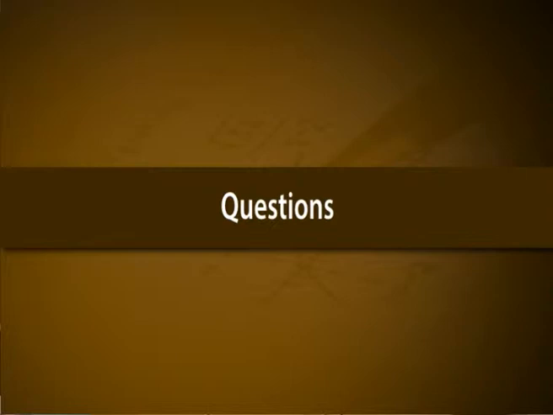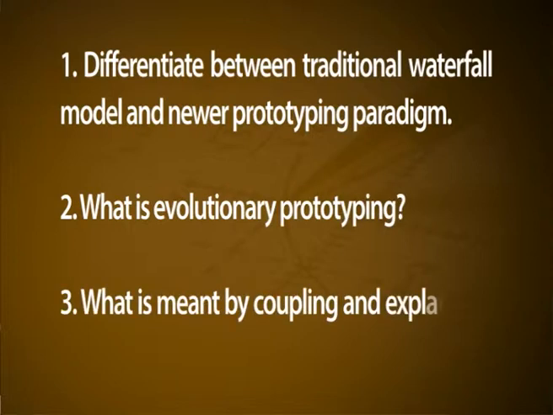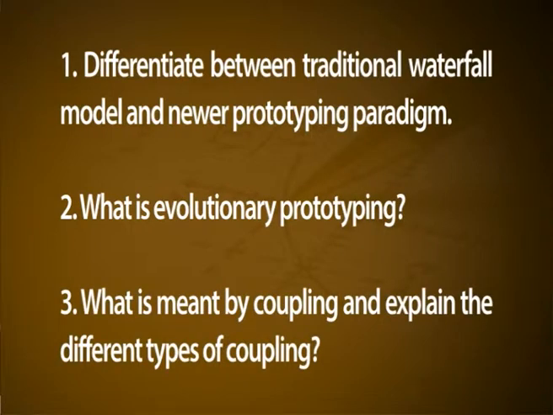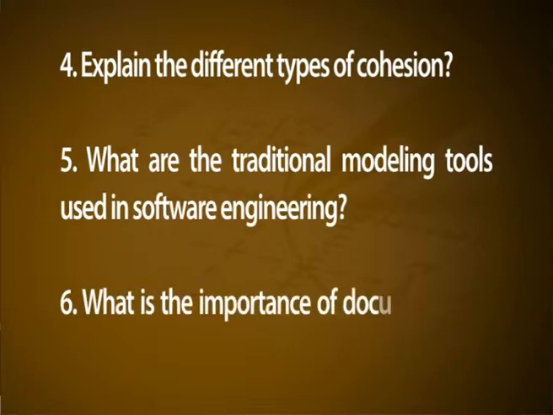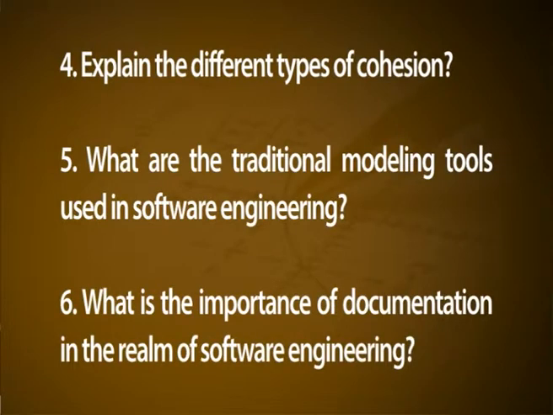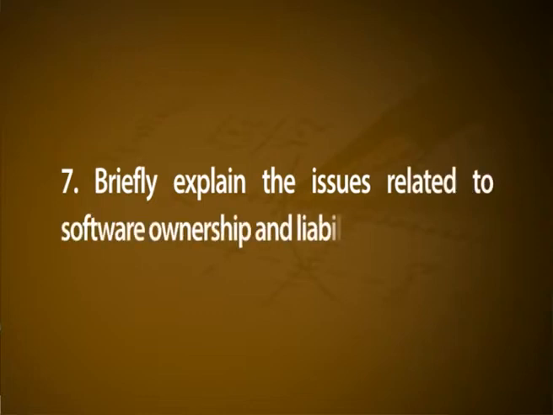Please try to answer the following questions. Differentiate between traditional waterfall model and newer prototyping paradigm. What is evolutionary prototyping? What is meant by coupling, and explain the different types of coupling? Explain the different types of cohesion. What are the traditional modeling tools used in software engineering? What is the importance of documentation in the realm of software engineering? Briefly explain the issues related to software ownership and liability.